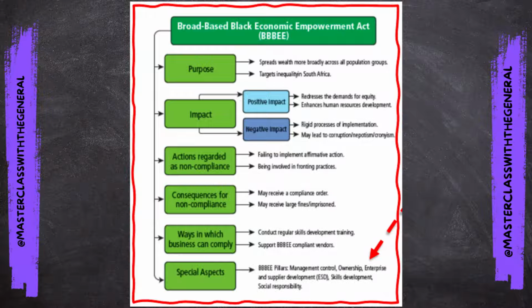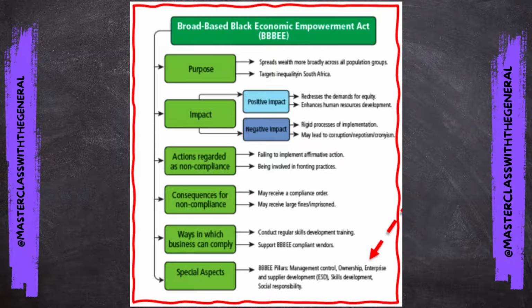Now, what are the actions regarded as non-compliance? Number one, failing to implement affirmative action. That affirmative action we spoke about, which favors all non-white groups, it must be properly implemented. If the company does not implement it, then it is regarded as non-compliance.